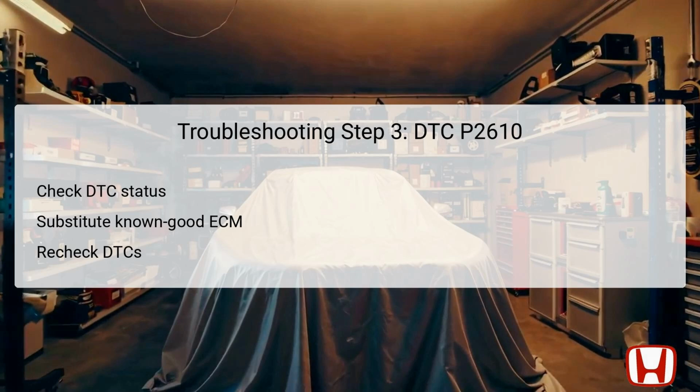After replacing with the latest software, recheck the DTCs using the HDS. If DTC P2610 remains, it indicates that the substitute didn't resolve the problem. If DTC P2610 is cleared, then the original ECM PCM unit likely needs replacement.